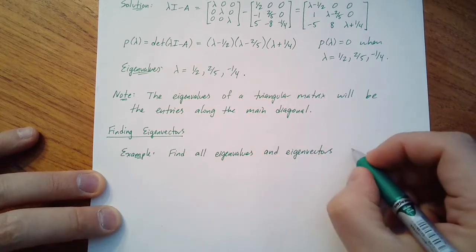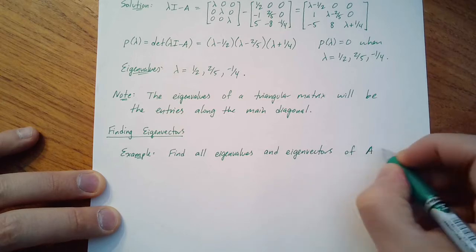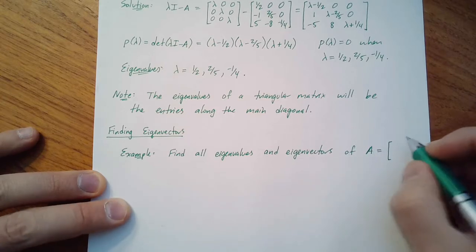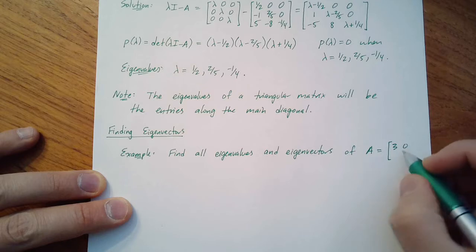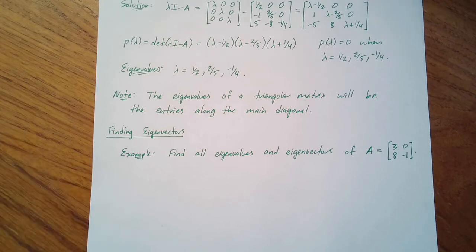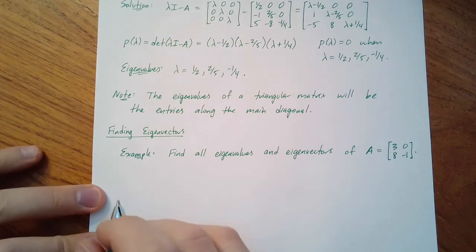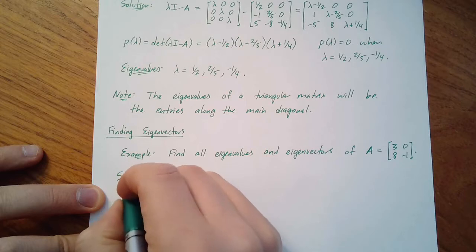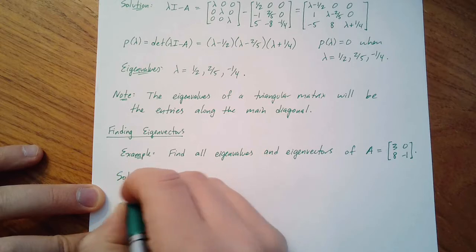So the matrix is this. We're going to start with this 2 by 2 matrix, 3, 0, 8, and minus 1. So that's the very first matrix we looked at for an example. As a result, we've actually already done some of the work on this problem.